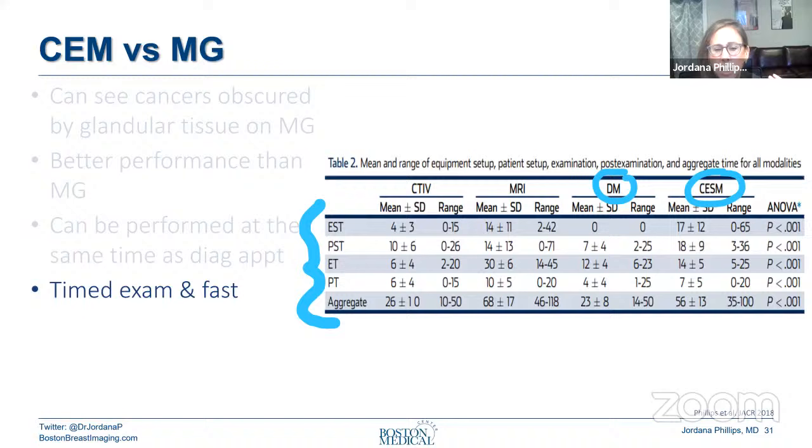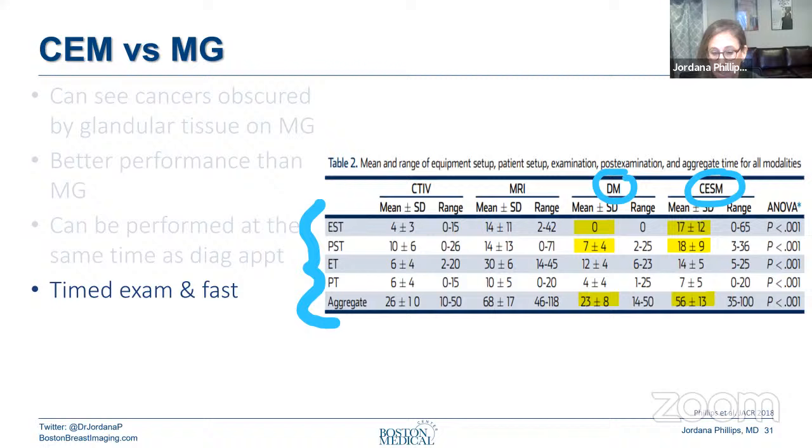And we looked at different elements of the exam. We looked at EST, which is getting the equipment set up, PST, which is getting the patient set up, ET, which is exam time, and PT, which is the post-exam time. And what you see when you look at all these times taken together is that the contrast mammogram was roughly 30 minutes longer than a diagnostic exam. But when we broke that down, we actually found that the reason for the increase in length is because of that equipment setup time and patient setup time, and that the actual time for the exam, because it's a timed exam, was actually exceptionally similar.